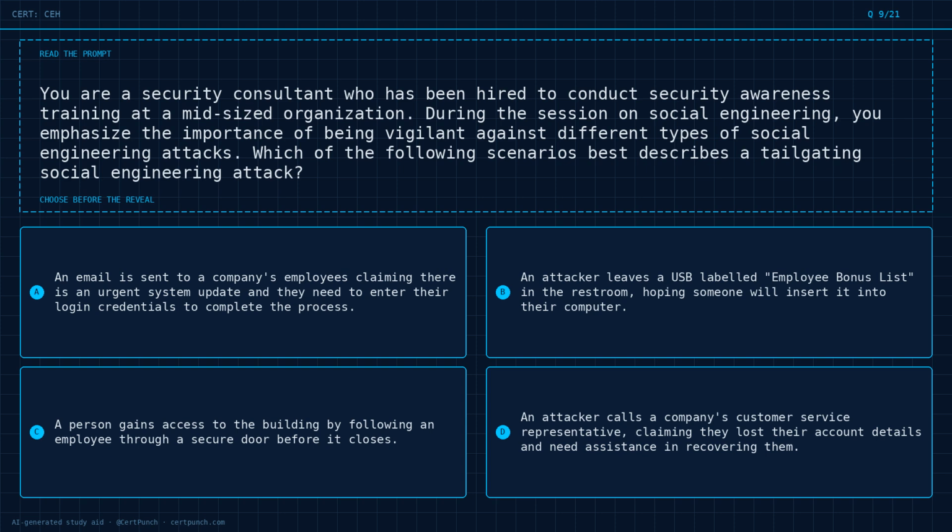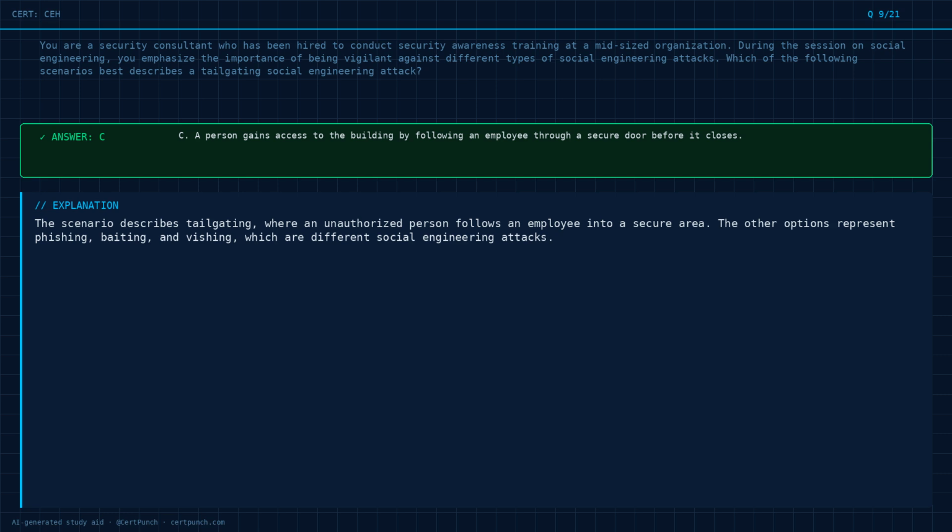The correct answer is option C. A person gains access to the building by following an employee through a secure door before it closes. The answer is option C. Exam logic. The scenario describes tailgating, where an unauthorized person follows an employee into a secure area. The other options represent phishing, baiting, and vishing, which are different social engineering attacks.